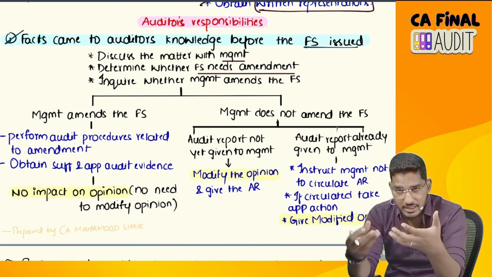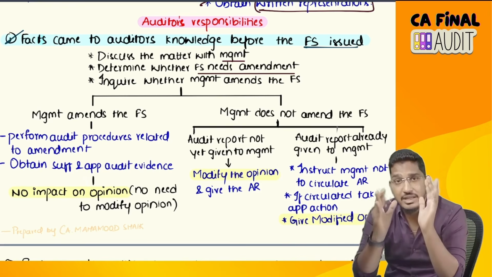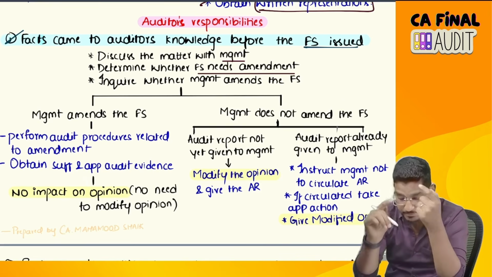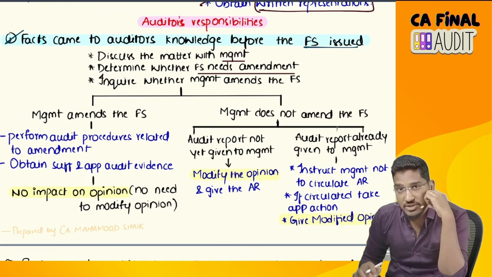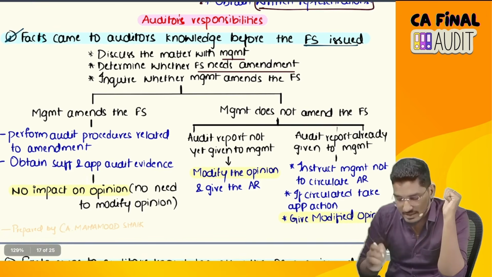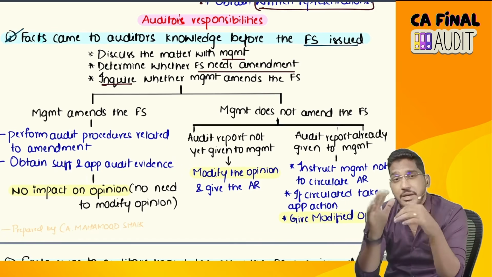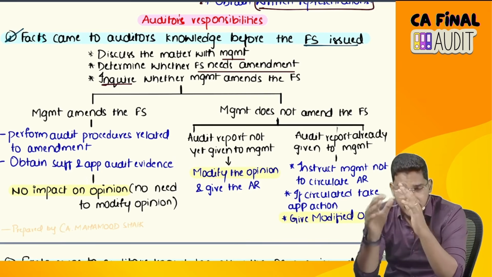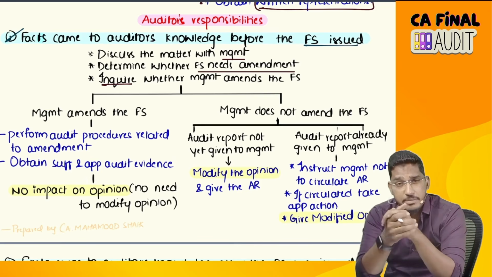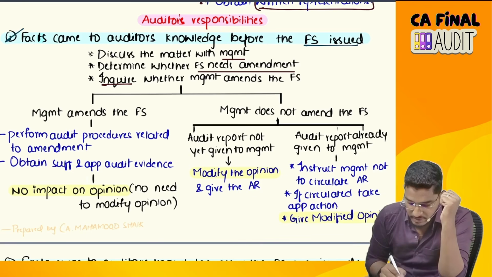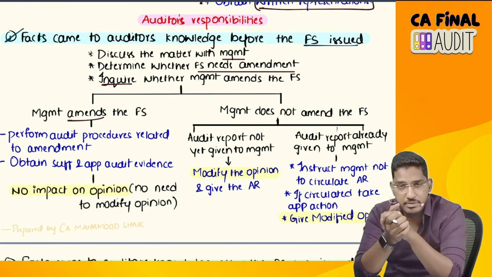So if you go and discuss with the management, you will get clarity on whether this is an adjusting event. If yes, that requires adjustment. Now, if you have decided that the financial statements need amendment because it is an adjusting event, then you inquire whether the management is ready to amend the financial statements or not. Now, there could be two outcomes possible. Number one, management has agreed to amend the financial statements. Management told, okay, sir, we will amend the financial statements.